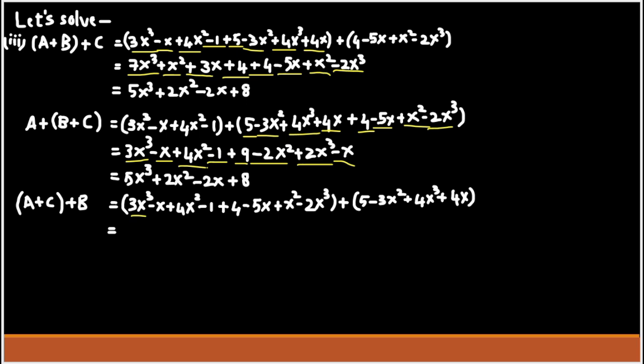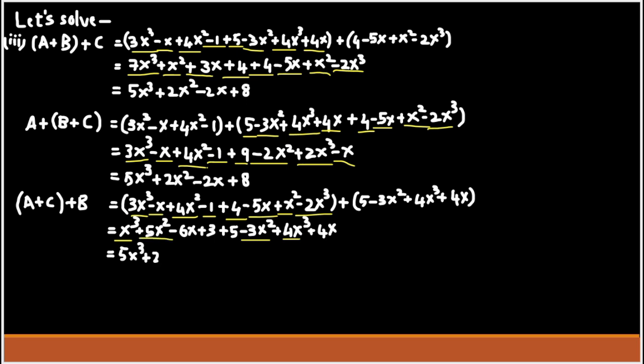Here 3x cube from a and minus 2x cube from c which is 3 minus 2, x cube, and 4x square from a and plus x square from c which is 4 plus 1 which is 5x square, and minus x from a minus 5x from c which is minus 6x, minus 1 from a plus 4 from c which is plus 3, and we are adding b to this sum which is plus 5 minus 3x square plus 4x cube plus 4x.